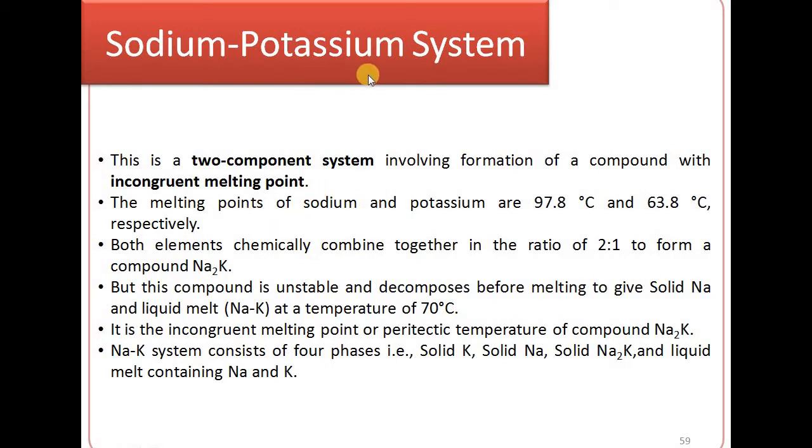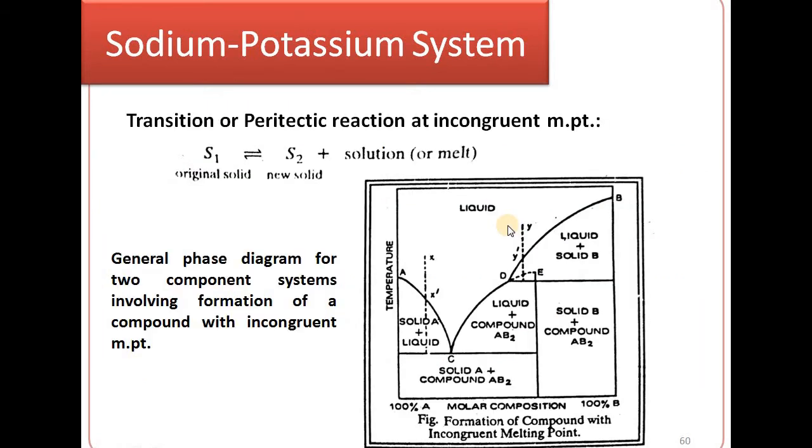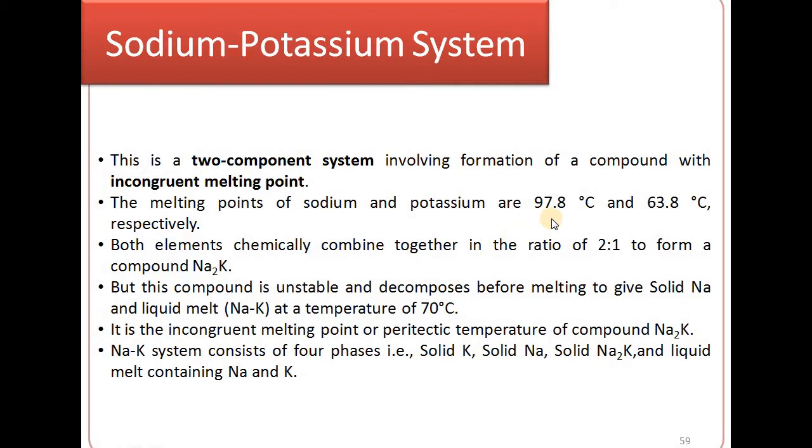Now, in the sodium-potassium system, the melting points of pure sodium and potassium are 97.8 degrees Celsius and 63.8 degrees Celsius respectively. And they result in the formation of a compound, disodium potassium Na2K, which decomposes before the melting point to give solid Na and liquid melt at a temperature of 70 degrees Celsius. This temperature is known as the incongruent melting point and peritectic temperature of compound Na2K.